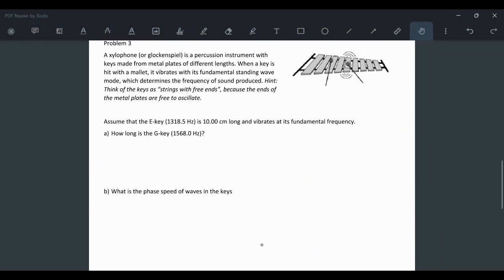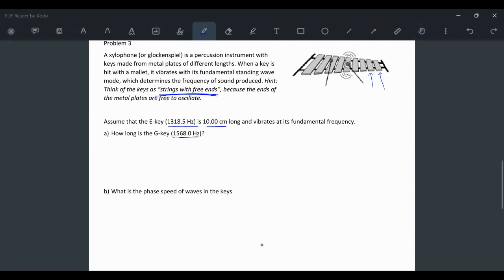And we're told something really helpful. This is often one of the challenges when you're doing these problems, to decide what your end conditions are. We're told that we can treat these like strings with free ends. Notice here that there's nothing really touching these keys at the ends, so there can be nothing constraining them. That means they're free to vibrate, which means they can be considered free. That's what the rest of the sentence says. We're told what an E note is: 1318.5 hertz. And the key that generates that sound, we're told, is 10 centimeters long. And again, this is the fundamental frequency.